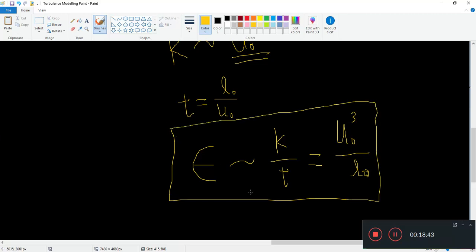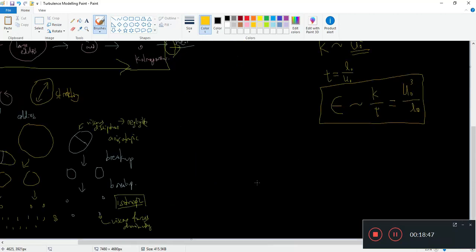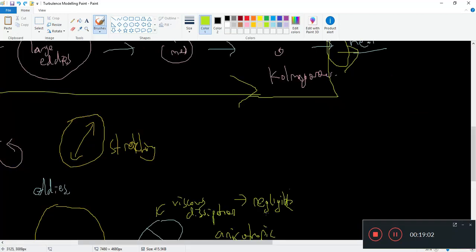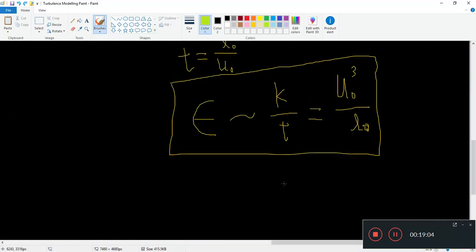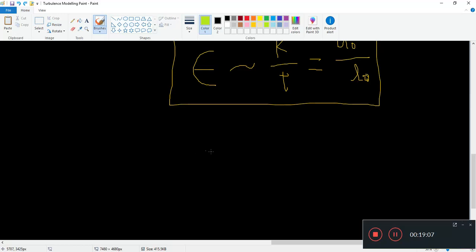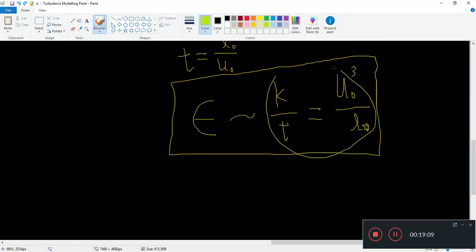So how are we going to use this relationship to help us determine the Kolmogorov length scales? The trick is this: you can get the energy balance here. We can say the rate of kinetic energy input is equal to the rate of kinetic energy dissipation.